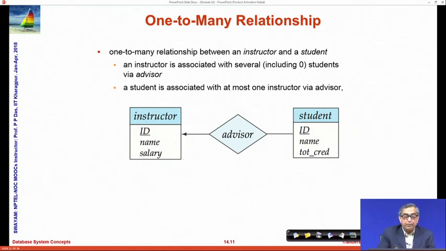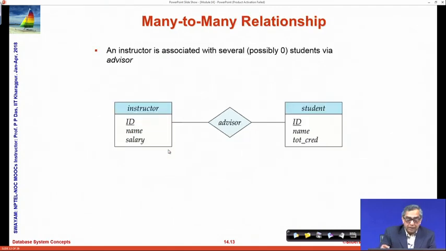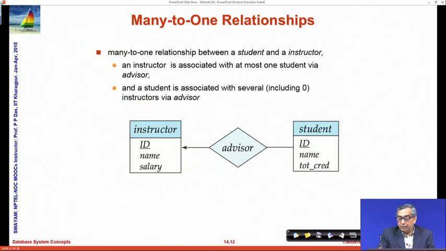A similar thing will happen if I read the same relation in the other direction. So, instructor to student was one to many. So, student to instructor is also drawn in the same way, because this is the one side and this is the many side. So, the situation is the same. If we read from the student to instructor, then it also designates the many to one relationship.